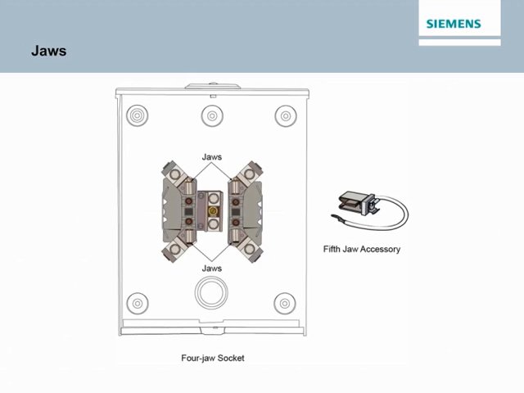Jaws are connections that accept the blades of the utility meter and establish secure electrical connections between the meter and the meter socket. The number of jaws is directly related to the number of phases. Some jaws have springs to increase the amount of pressure on the meter blades. A 4-jaw socket is designed for a single-phase application and has one line side and one load side connection for each of the 2 hot wires.